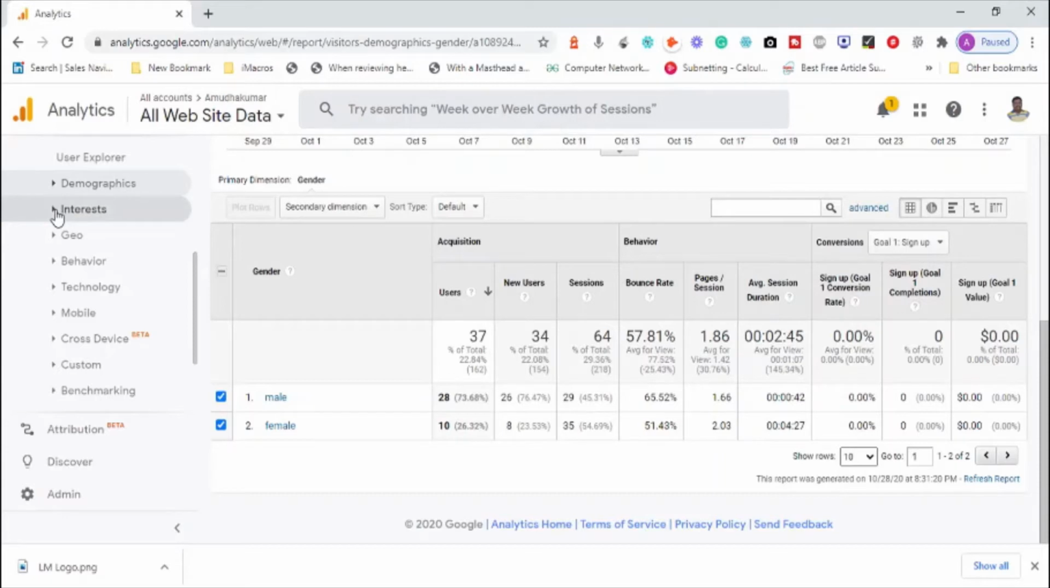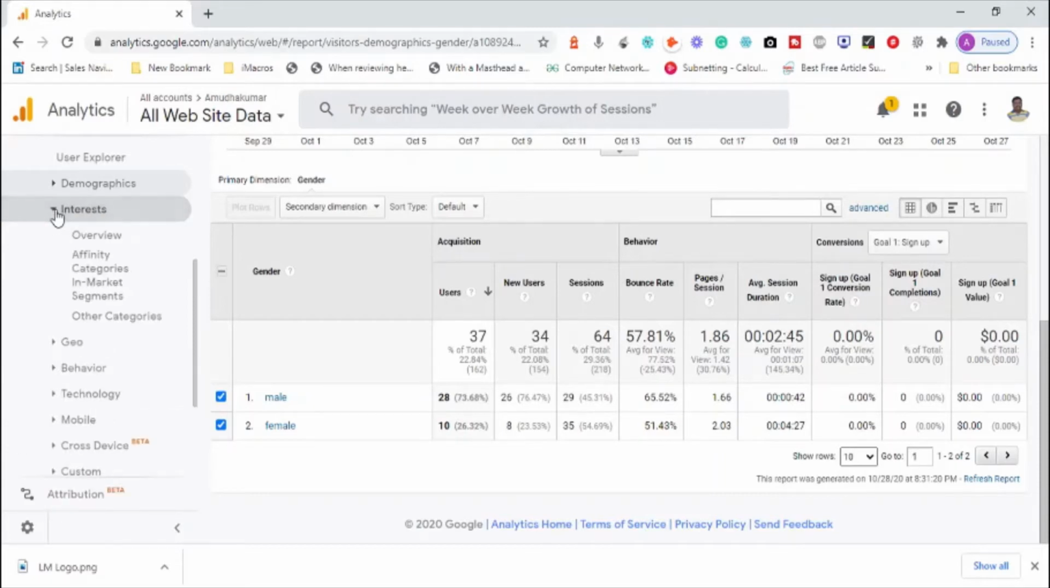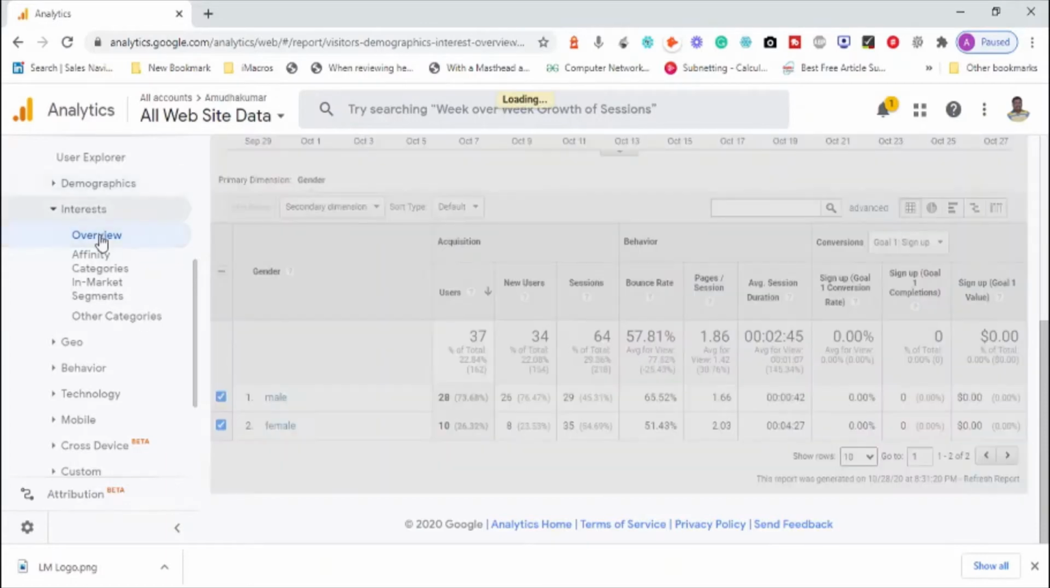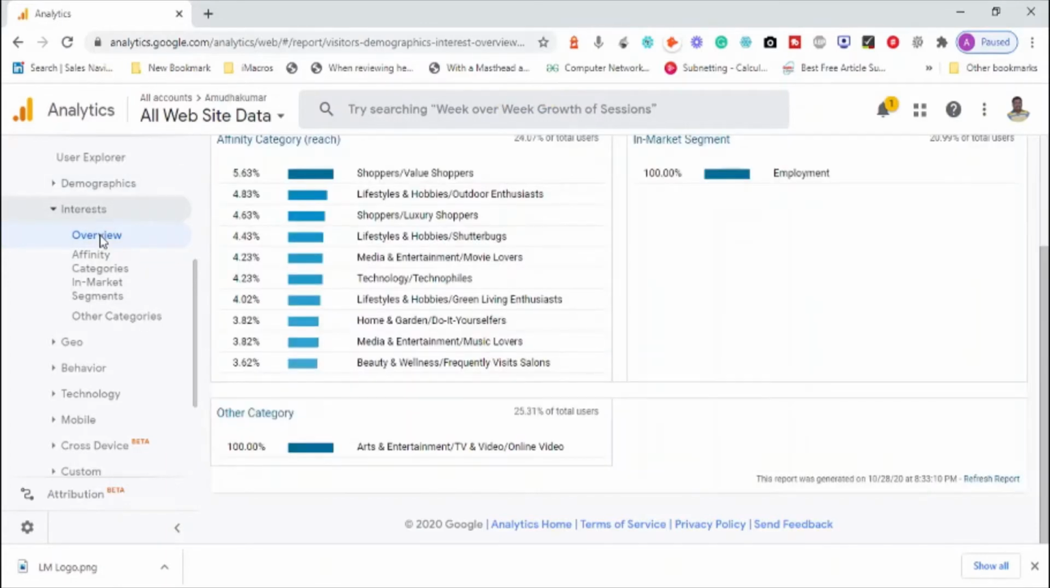Now let us move on to interest. Interest is basically what your customers or audience are interested in. Now look at this again. An overview of your audiences is available, people who are interested.